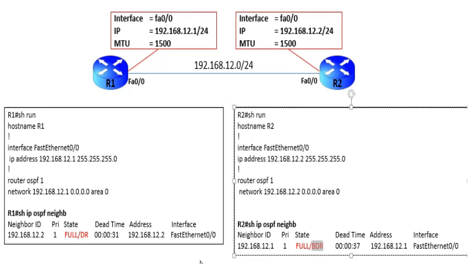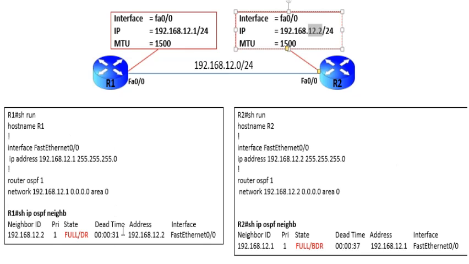Hi friends, as we can see in the slide, R1 and R2 are connected via interface FA0/0 on each of the routers. The common subnet between both routers is 192.168.12.0/24. The IP address given to interface FA0/0 of R1 is 192.168.12.1, and 192.168.12.2 for the R2 interface FA0/0.